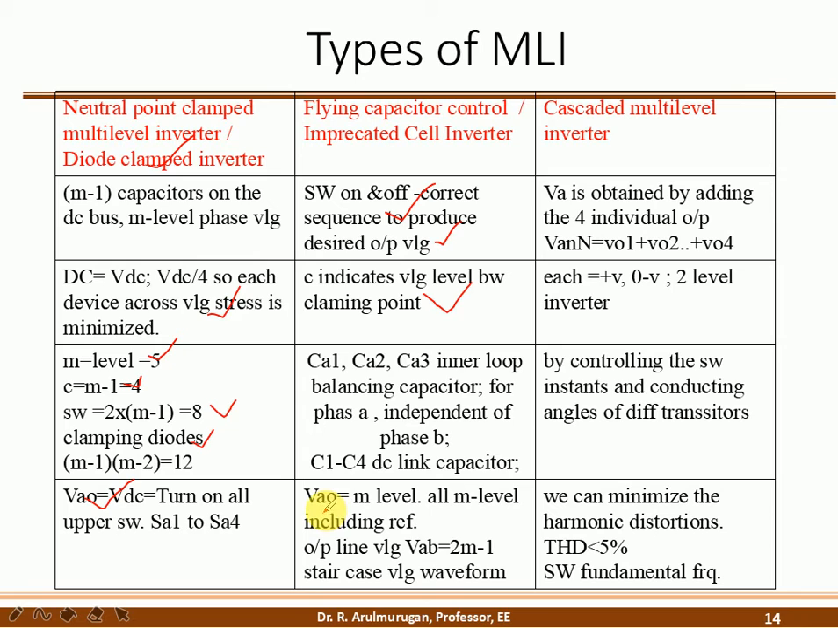Similarly, VA0: M levels are used, including the reference. So the output line voltage VAB is equal to 2M minus 1. It will produce a staircase type of waveform.